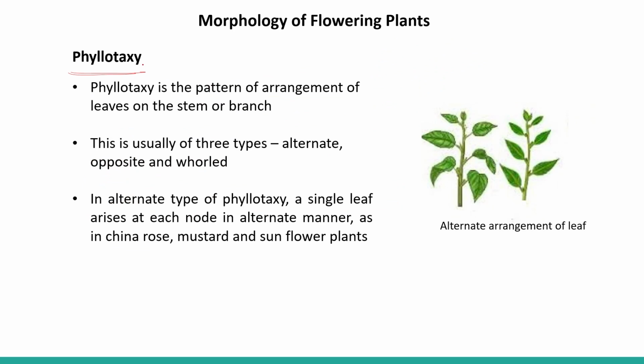Next, phylotaxy. This is very important from an examination point of view. Phylotaxy is the pattern of arrangement of the leaves on the stem or branch. How the leaves are arranged on the branch or the stem, that is called phylotaxy. It is usually of three types: alternate, opposite, and whorl. So as the name indicates, suppose this is a branch or a stem, and these are the leaflets.